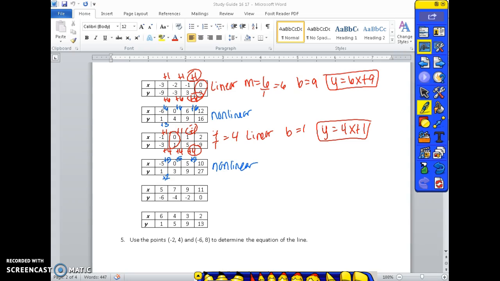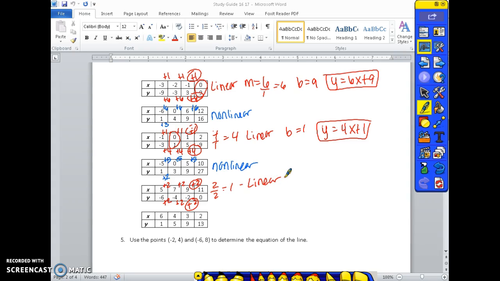For the next one, 5 plus 2 is 7. 7 plus 2 is 9. 9 plus 2 is 11. 6 plus 2 is 4. 4 plus 2 is negative. Negative 6 plus 2 is negative 4. Negative 2 plus 2 is negative 2. Negative 2 plus 2 is 0. My slope is 2 over 2, or 1. So that's linear.